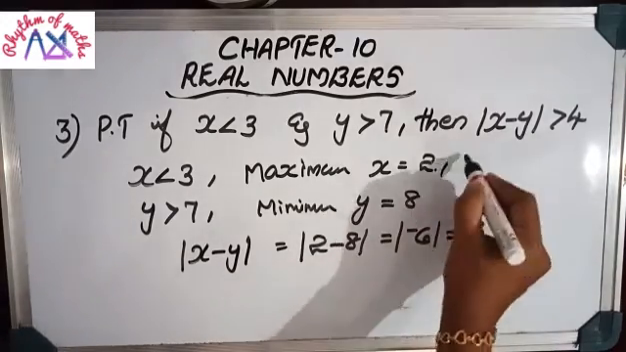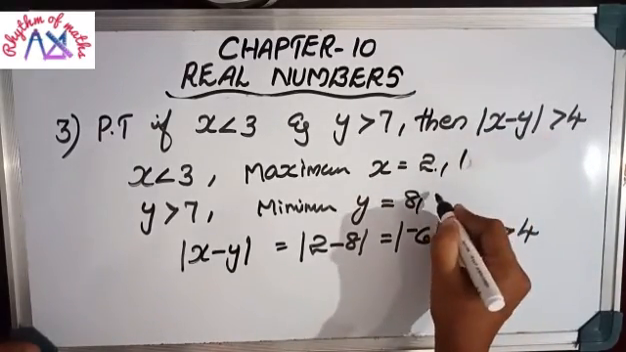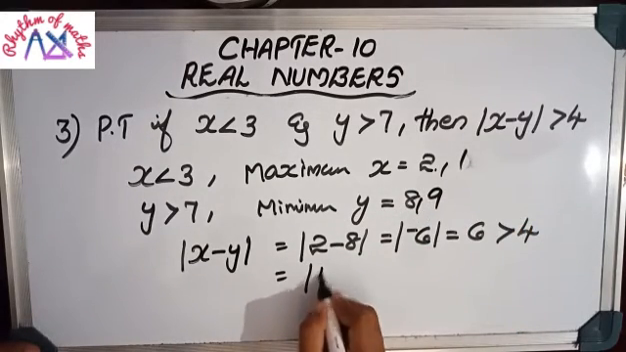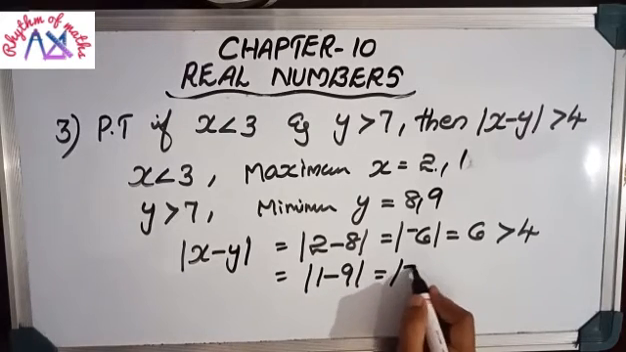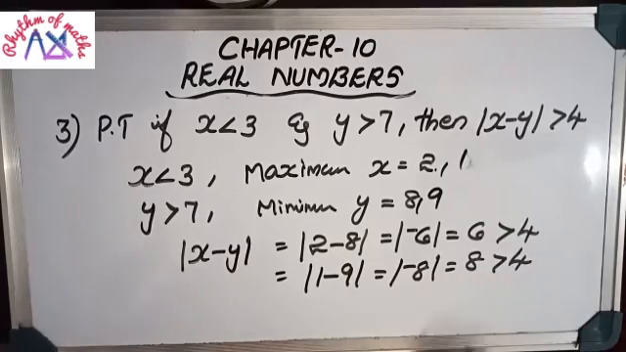Similarly, if we take the next numbers, suppose it is 1 and 9. The answer will be what? 1 - 9 is -8. That is equal to 8. 8 is also greater than 4.